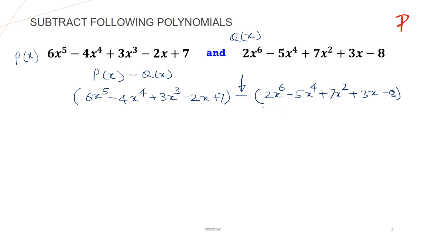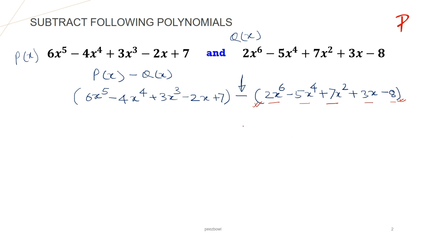What does that mean? For each of these terms, like 2x to the power 6, minus 5x to the power 4, plus 7x square, plus 3x, minus 8, all these are terms. So for all these terms I have to change the sign, and that way I can remove the bracket as well, right? You see there is a bracket. That bracket also we can remove after distributing the negative sign.